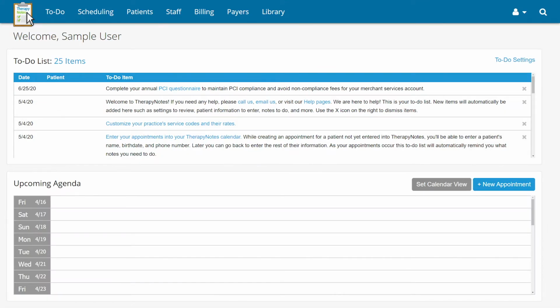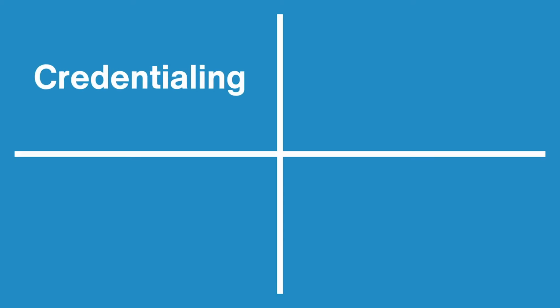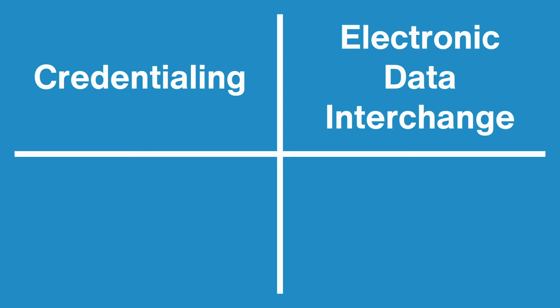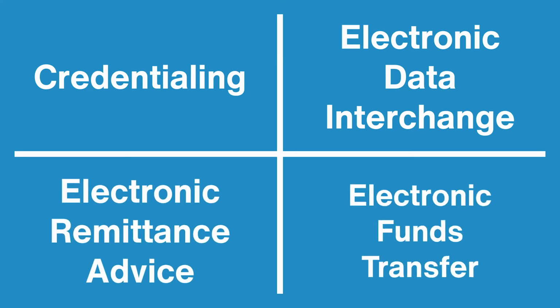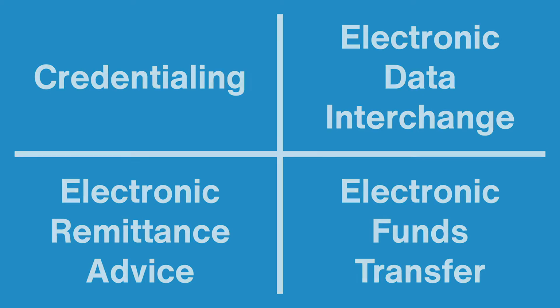Today, we'll walk through how to complete EDI and ERA enrollments in TherapyNotes. Enrollments can be a very confusing topic, so we'll start by breaking down some of the acronyms and other terms you may encounter during the process. There are four terms you'll want to understand: credentialing, electronic data interchange, electronic remittance advice, and electronic funds transfer.